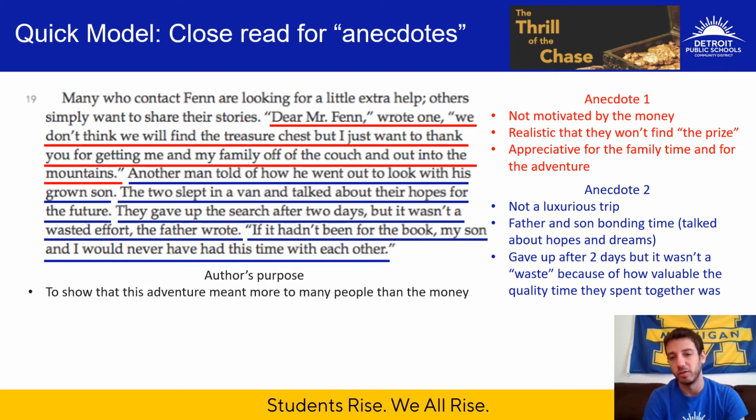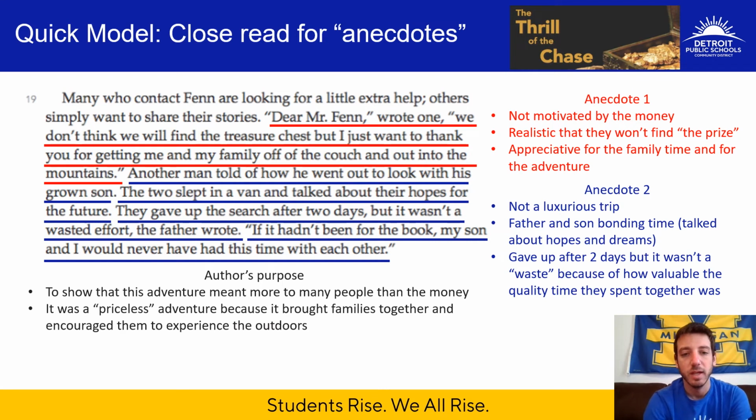And that was intentional. The author was intentional for including these anecdotes here because it's clear they want us to realize that while some people were chasing the money, it was way more than just the money itself. It was a priceless adventure because it brought families together and encouraged them to experience the outdoors. That's sort of what I just said.